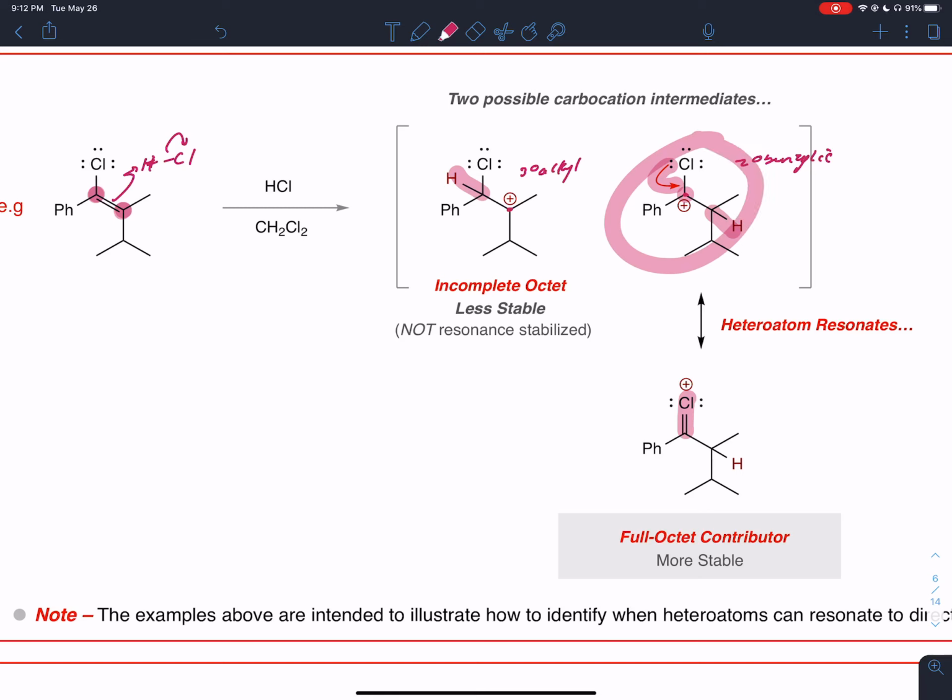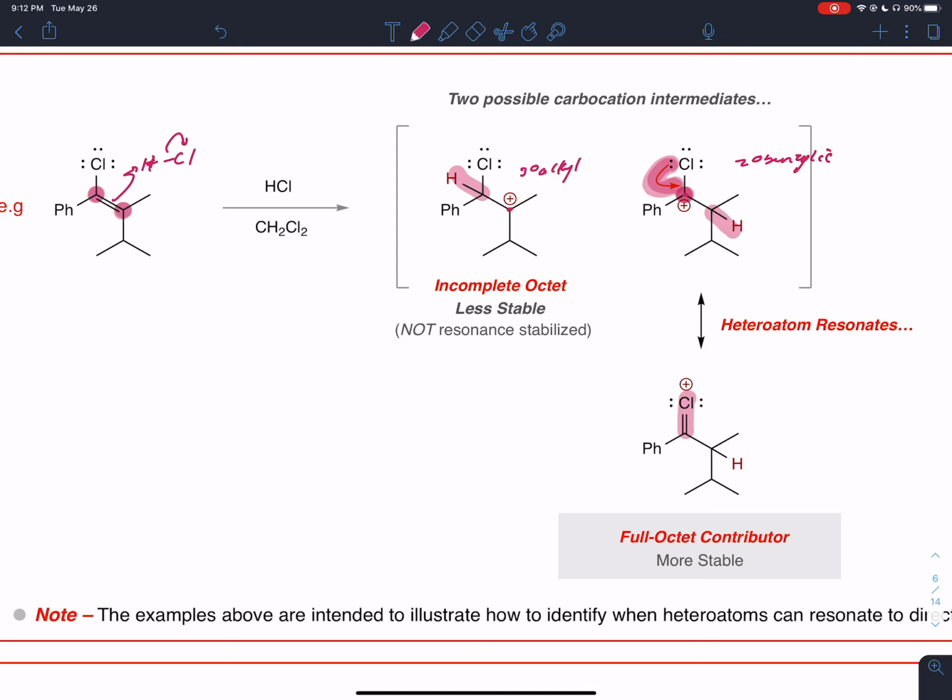Remember, carbocations are incomplete octet structures. And the combination of the benzylic character, remember phenyl means benzene ring, there's actually resonance stabilization around the benzene ring of the positive charge and this full octet resonance. And both of those effects are enabling this carbocation to be lower energy, more stable than this carbocation.